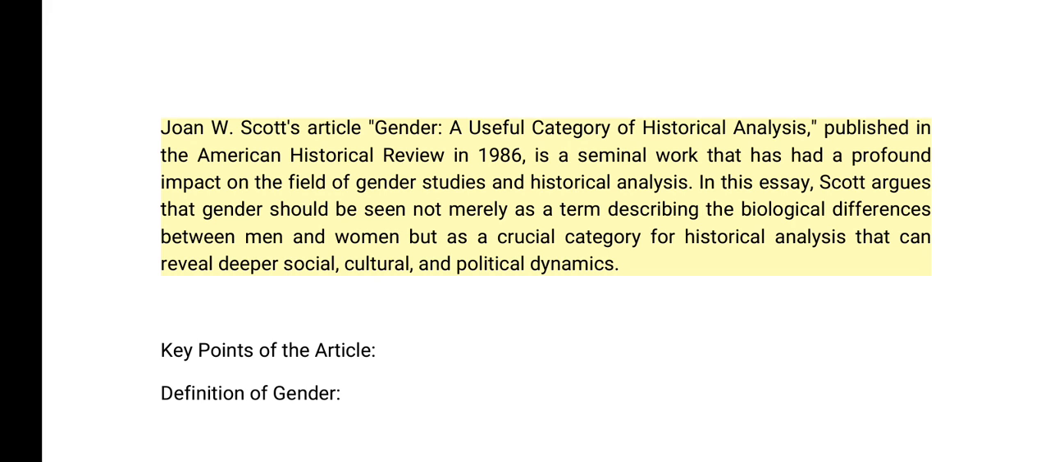Joan W. Scott's article, "Gender, a Useful Category of Historical Analysis," published in the American Historical Review in 1986, is a seminal work that has had a profound impact on the field of gender studies and historical analysis. In this essay, Scott argues that gender should be seen not merely as a term describing the biological differences between men and women but as a crucial category for historical analysis that can reveal deeper social, cultural, and political dynamics. Key points of the article.